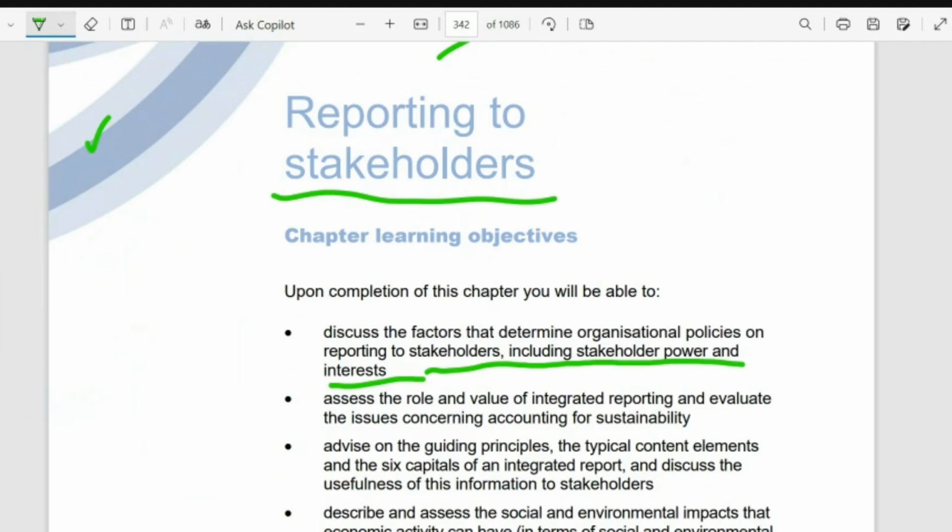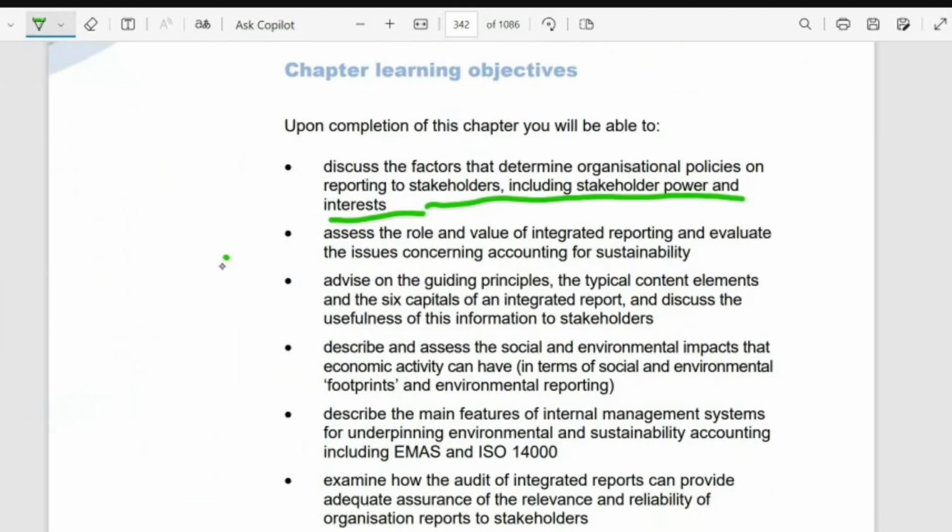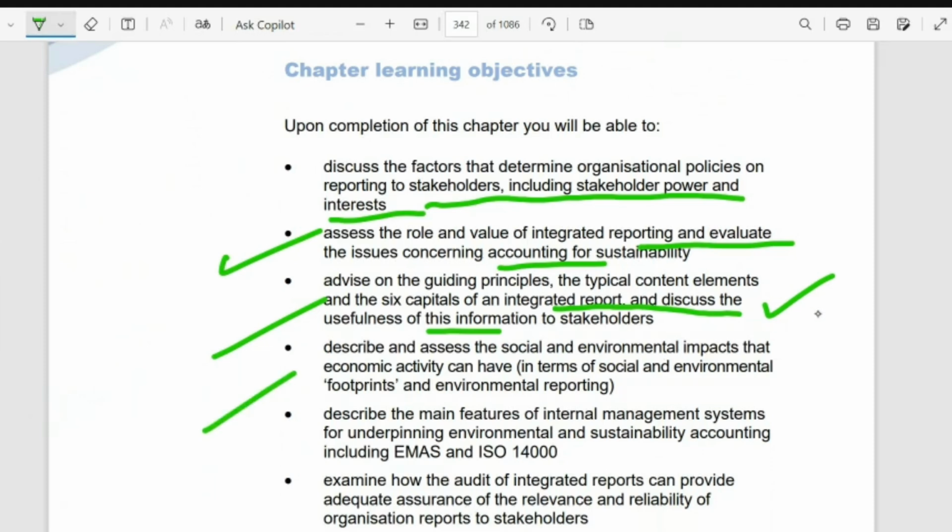Employees have a different interest, suppliers have a different interest, and banks have a different one. We will assess the role and value of integrated reporting and evaluate its issues concerning accounting and sustainability, advise on the guiding principles, typical content elements, and the six capitals of the integrated report, and discuss the usefulness of this information. We will also describe and assess the social and environmental impact, footprints, and environmental reporting. Those are the points we will discuss.